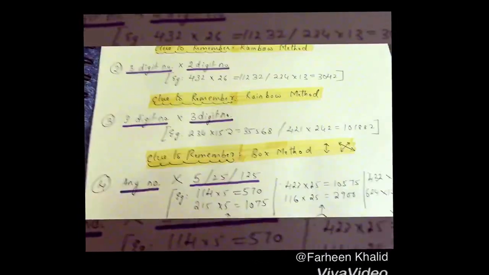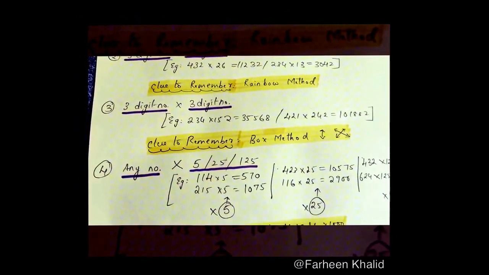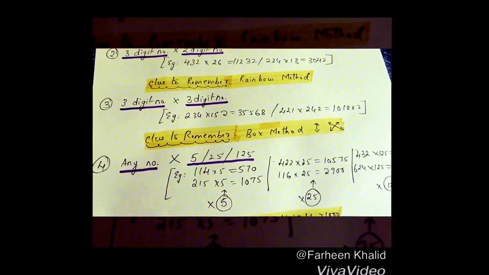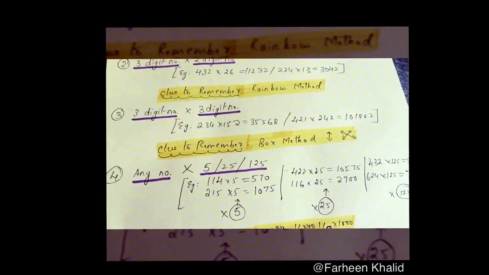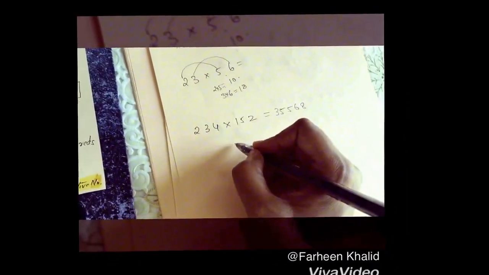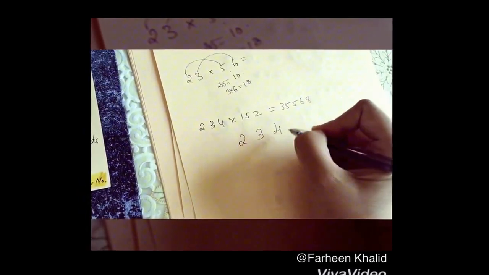All right, now the third one is a 3-digit number times a 3-digit number. So we have taken an example here, which is 234 times 152, which is equal to 35568. This method differs slightly. Instead of the rainbow method, we use the box method here. So first we write down both the numbers 234 and 152.